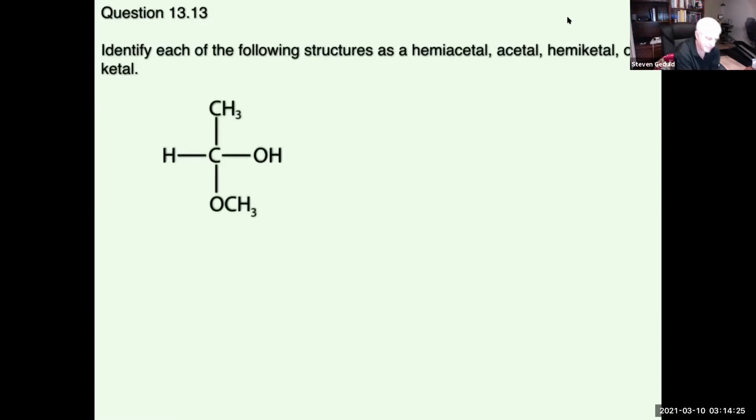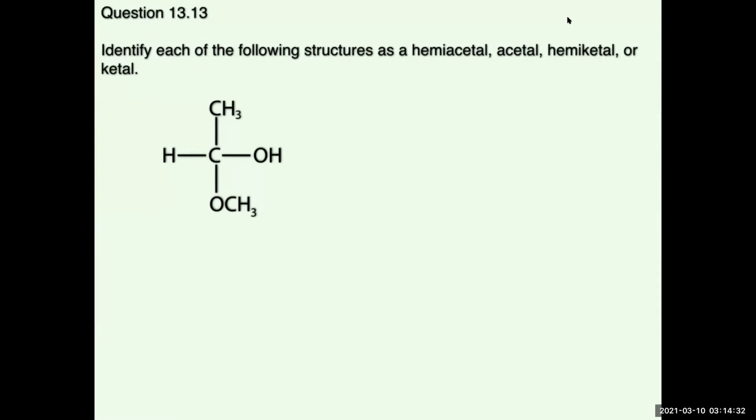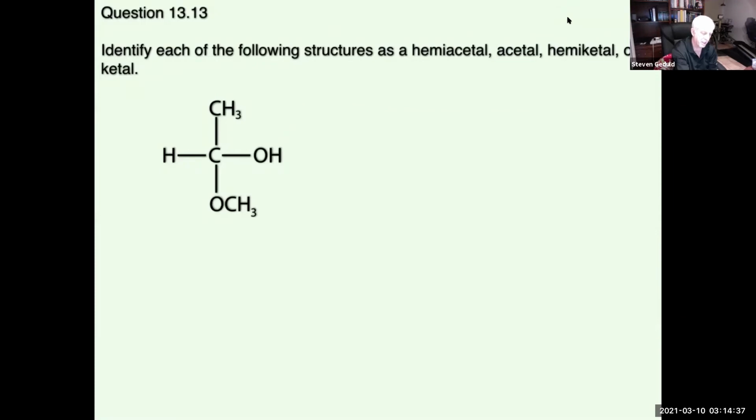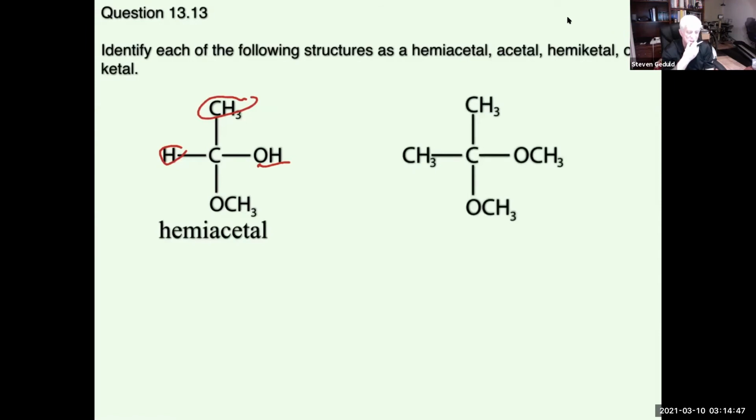Okay, what is that? Hemiacetal. Perfect. That's a hemiacetal group. It's hemi because your OH is still there, and it's acetal because there's an H and an R group. So hemiacetal. What is that one? Ketal. Perfect. Again, two R groups and OR is attached to them.